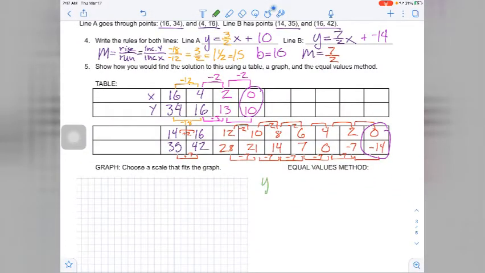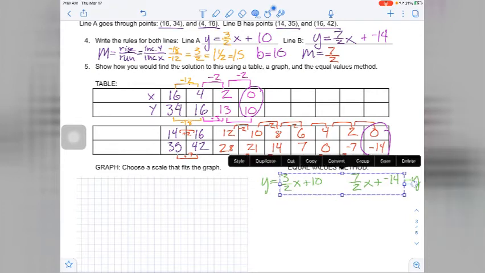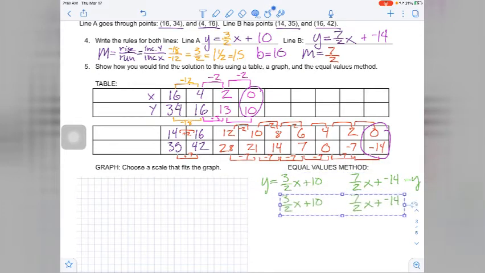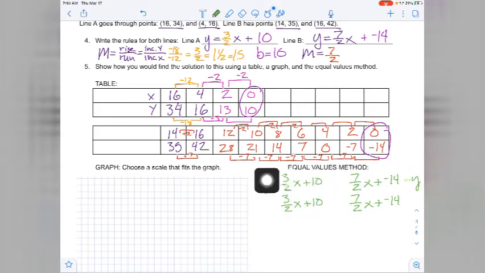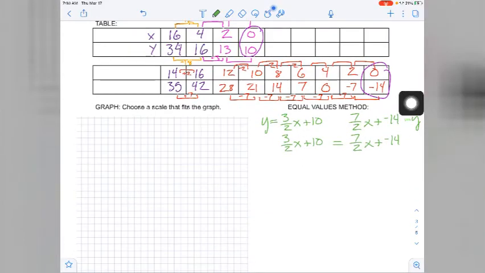So I'm going to take my first rule, which was y equals 3/2 x plus 10. And the other one was y equals 7/2 x plus negative 14. I am going to set these equal to each other. If I want to find the value for x when these y's are equal, I know that the things that equal the y's also have to be equal. So now I'm going to solve this.